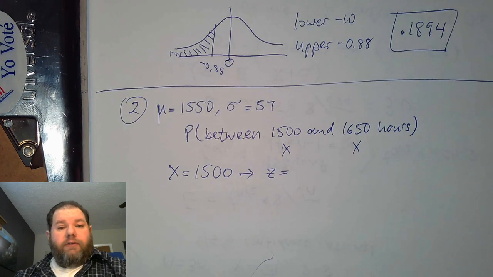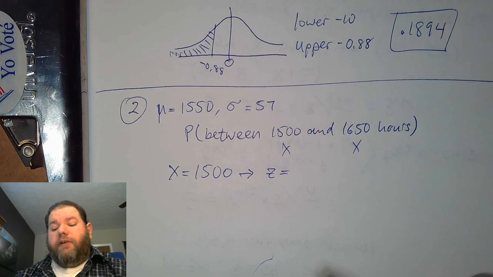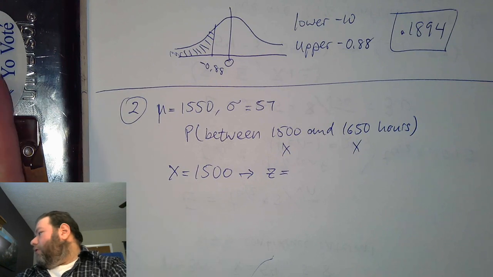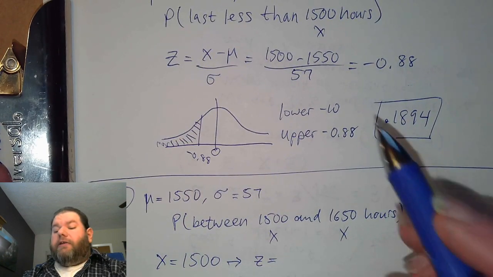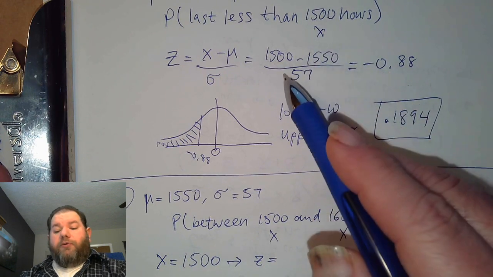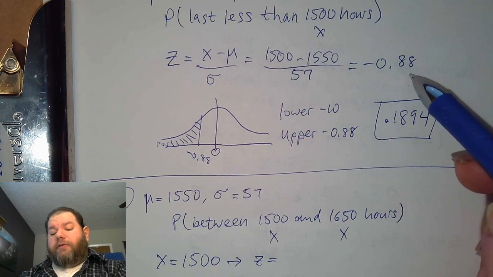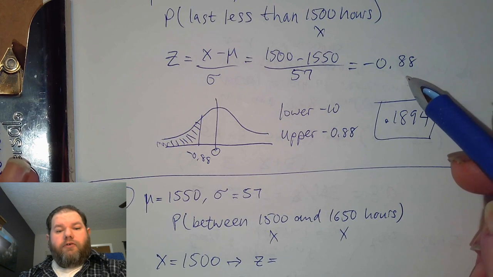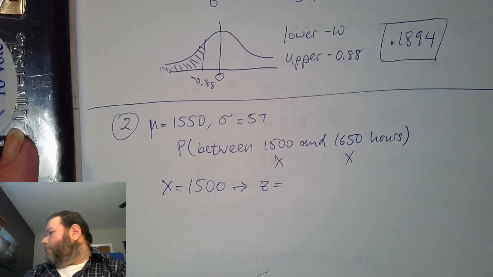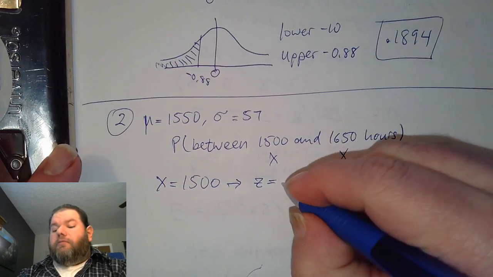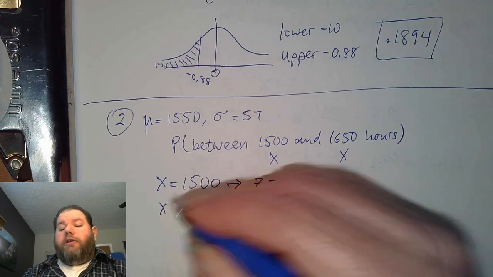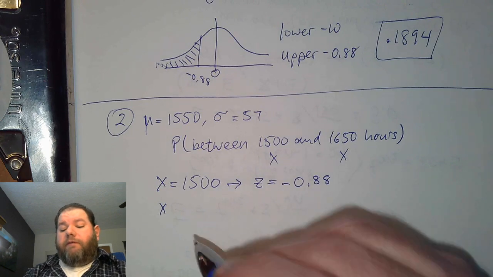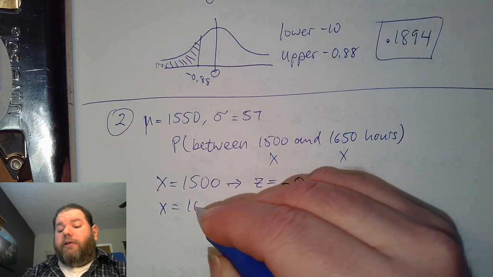And we can use the z-score formula, x minus mu over sigma. However, you may notice that 1500 is exactly the value we used in number 1, and we already have its z-score. It's negative 0.88. So we don't have to do that a second time. Now we do need to calculate the z-score for 1650 because we haven't done that yet.